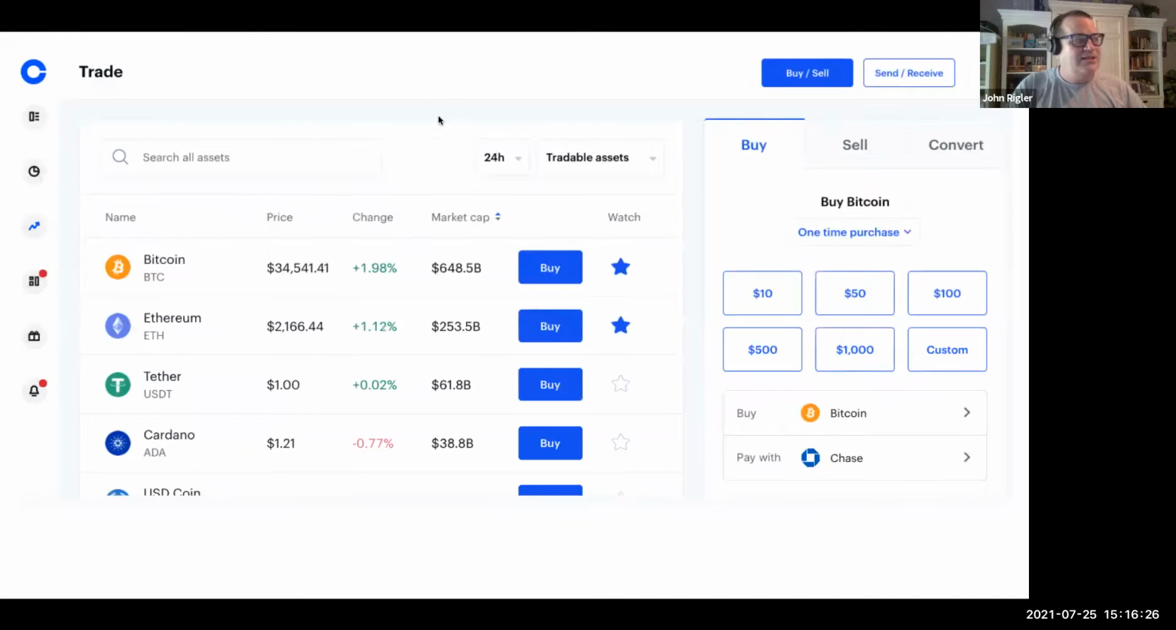And this is from Coinbase. Coinbase is a program. You can connect it to your bank. And I see you nodding. Do you use Coinbase? Have you heard of it?